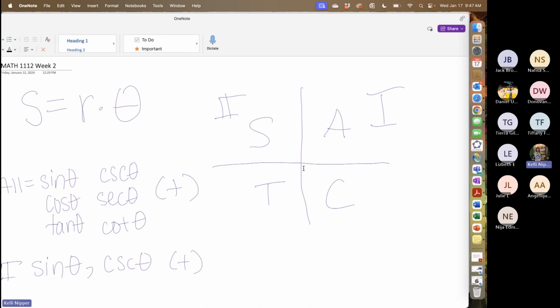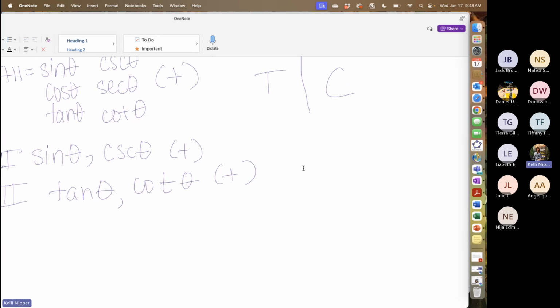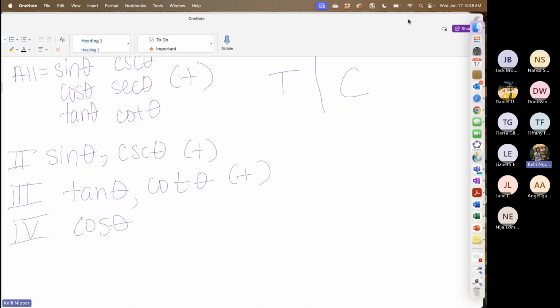Okay, quadrant 3, that would be tangent and its reciprocal cotangent will be positive. All other ones will be negative. And then quadrant 4 will be only cosine and its reciprocal, which is secant. Those will be positive. Okay, is that helpful?